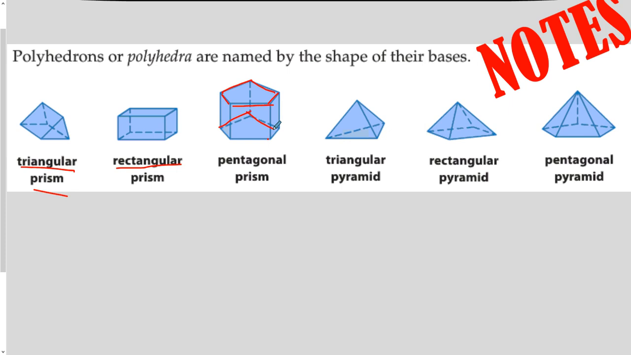And then they're connected by our rectangle. So this is a pentagonal prism. Now on the other side, we have our pyramids. They all join at a single point. It's pretty easy to recognize a pyramid very quickly. Then naming that is just based on what the shape of the base is.